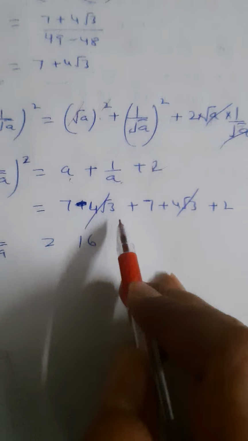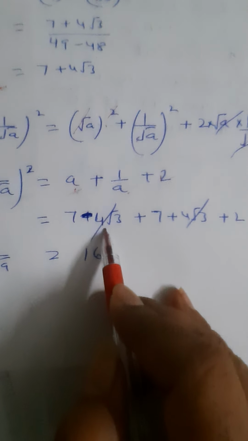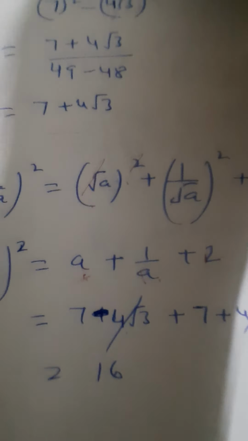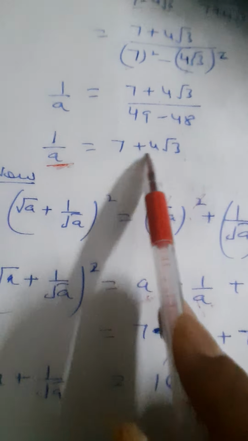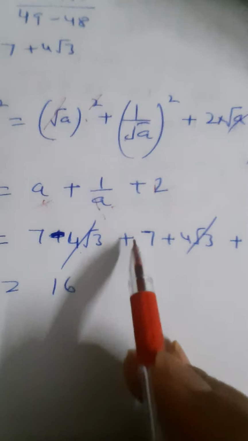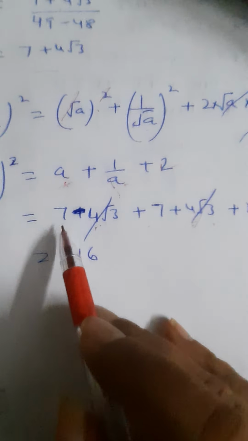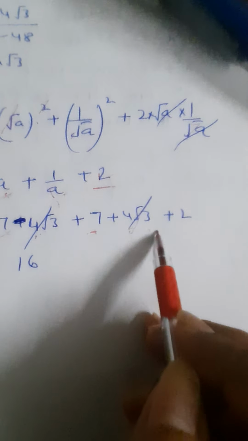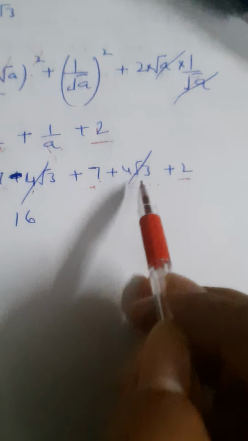Okay बच्चे. Now a value in question it was given 7 minus 4 root 3. 1 by a we have taken out here 7 plus 4 root 3. Same value I have put 7 plus 4 root 3. This 4 root 3 will get cut. What is left? 7 plus 7 and plus 2 like this only. ठीक है. So now 7 plus 7 14, 14 plus 2 16.